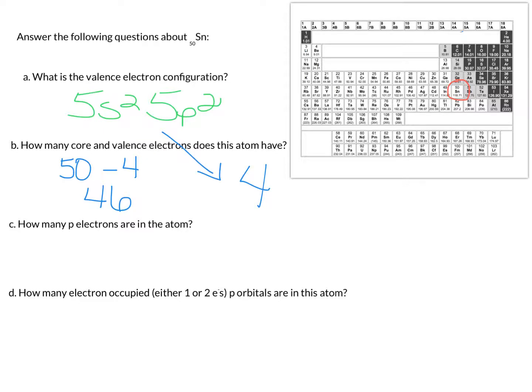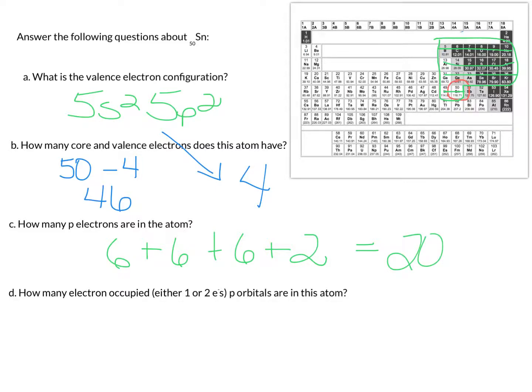The next question asks about how many p electrons are in the atom. So we need to go and look at the p block, which of course is right here for the tin. And we can see that we have 6 for the first row, 6 for the next row, another 6 for this third row, and 1, 2 for the last row. So that would be a total of 20 p electrons.